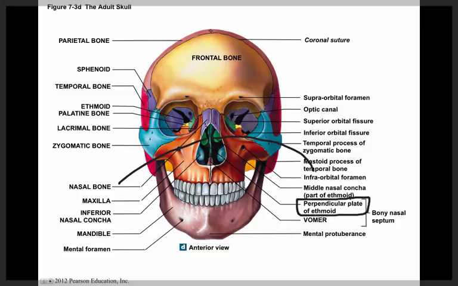Now it doesn't extend all the way down as we're seeing here. It does articulate with another bone called the vomer bone, and the perpendicular plate of the ethmoid and the vomer bone together are called the bony nasal septum.